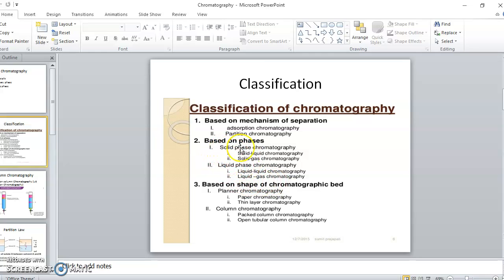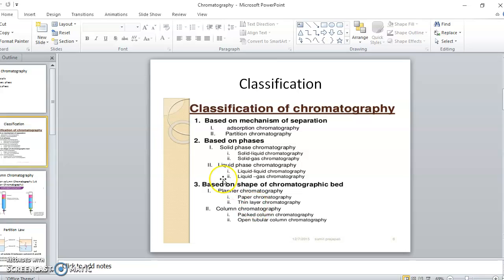While you are saying, first you have to specify the mobile phase, then the stationary phase, but here it is given in an inverted way. First it is given as stationary phase, but actually you have to give first the mobile phase, then the stationary phase. Then it is based on the shape of chromatography, or on the basis of the technique of separation.